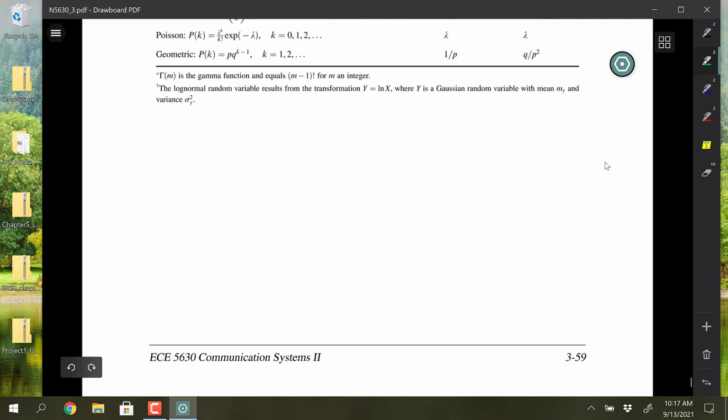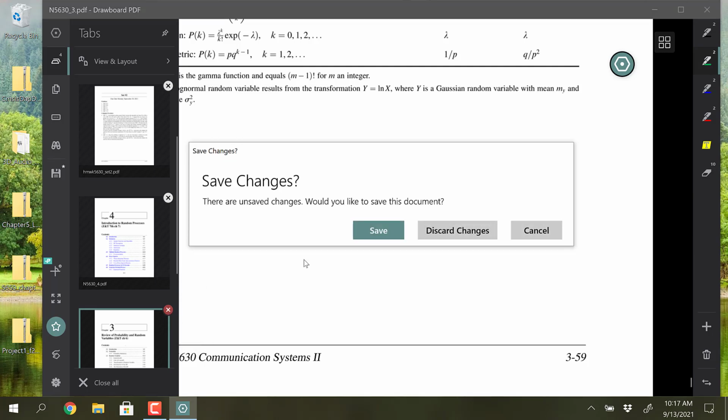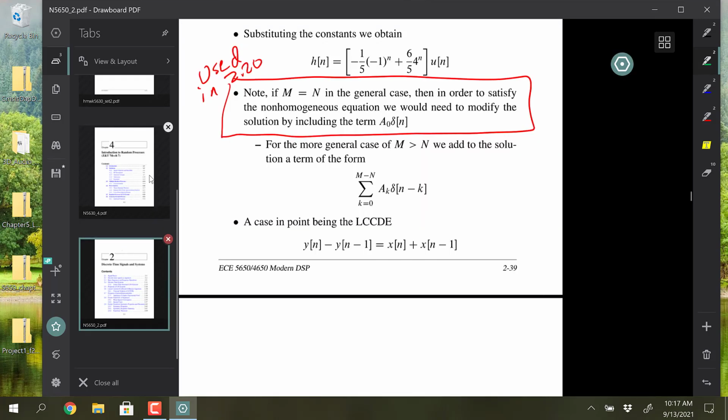The new homework just has 2 problems from this. I'm going to close that one, just because we don't need it right now.